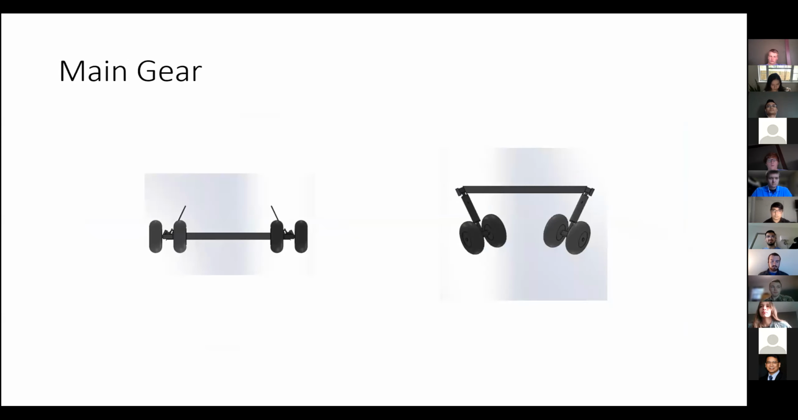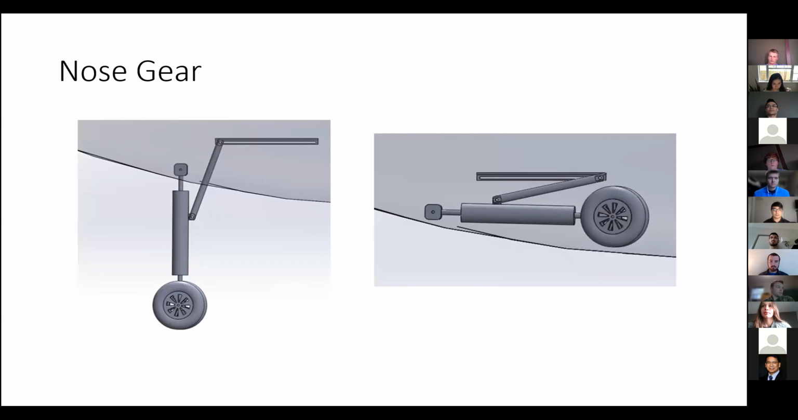And then on the next slide, you see the main gear, and you can see pictures of the main gear, and we decided to go with 2 wheels on each strut. And the main gear, we designed it to take 88% of the weight of the aircraft. And then on the next page, we have nose gear pictures, and the nose gear also has 2 wheels on its strut, and it was designed to take 12% of the weight of the aircraft.